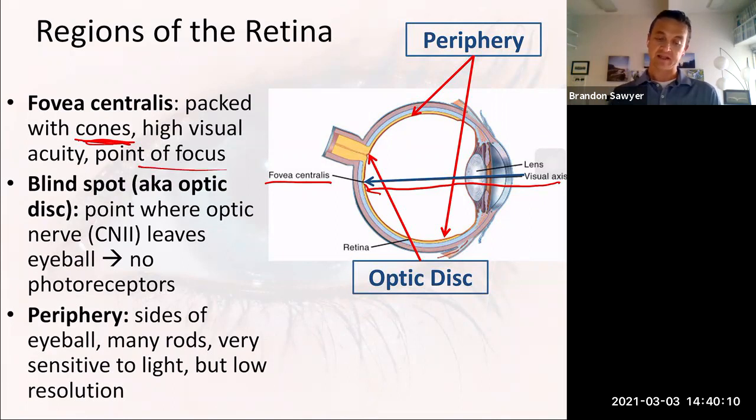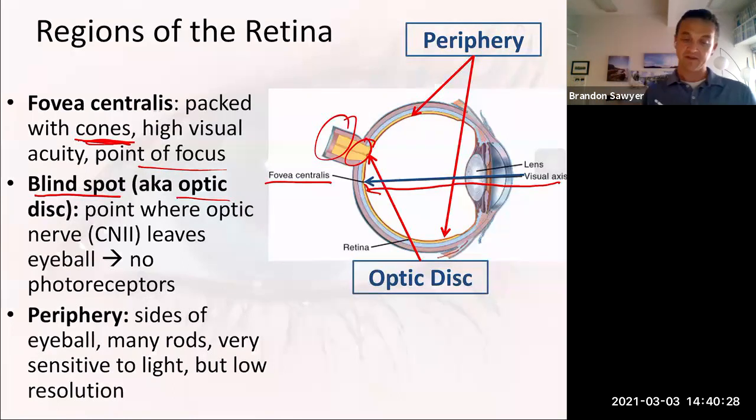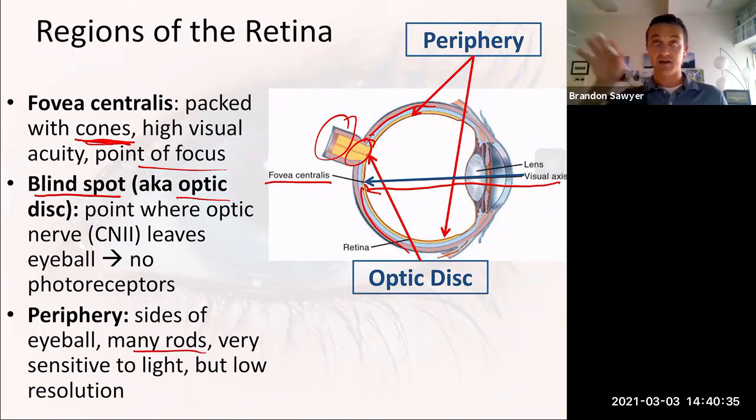Okay, and that's exactly why the optic nerve is offset. We don't want the optic nerve to be right behind the pupil, because right where the optic nerve is, there's a place called the blind spot or the optic disc, because there's actually no photoreceptors right here. Okay, so that's a blind spot. And then there's the whole periphery out here. This is where most of our rods are. You can still see stuff in your periphery, but it's not clear, and it's black and white because it's mostly rods.